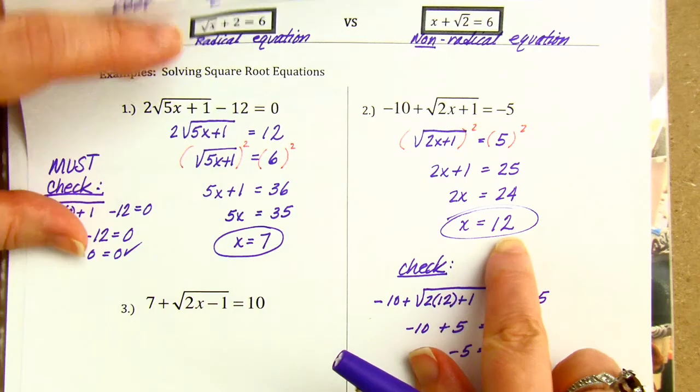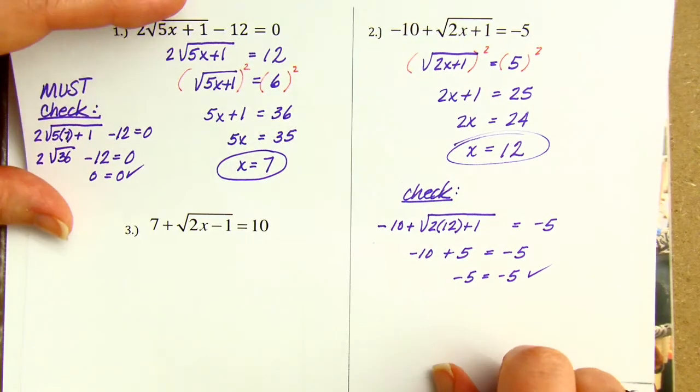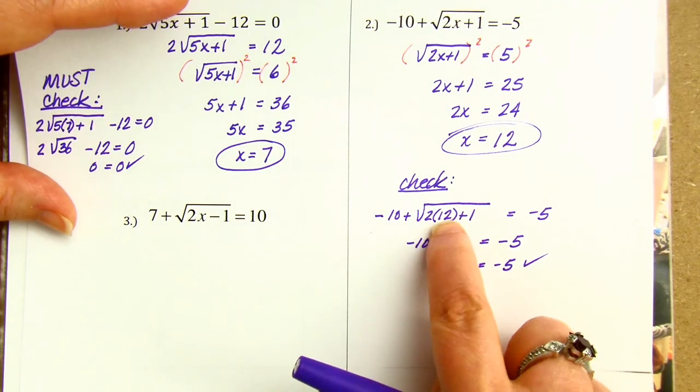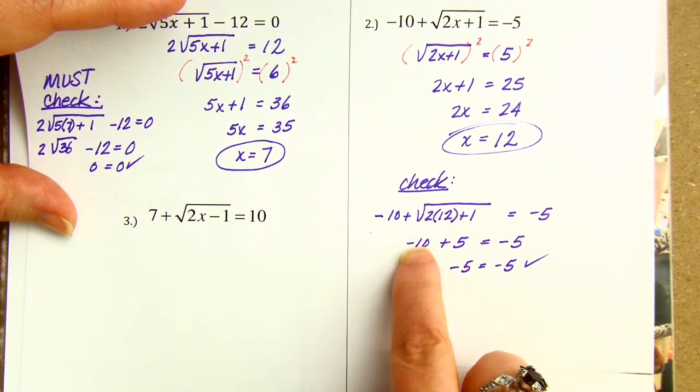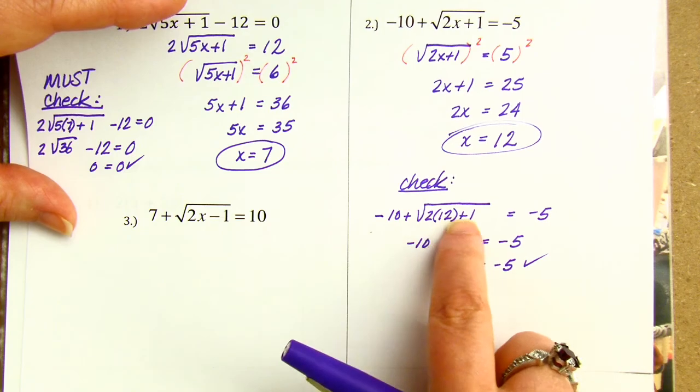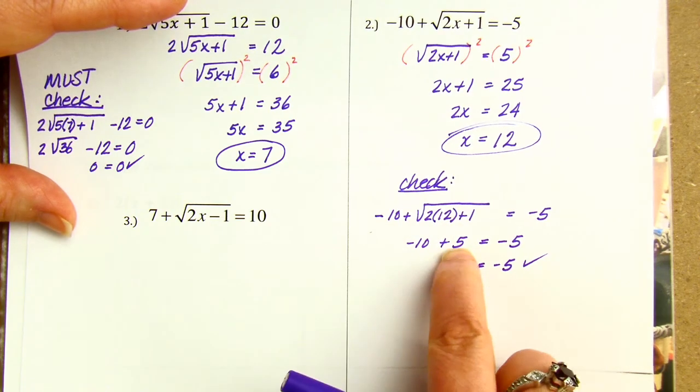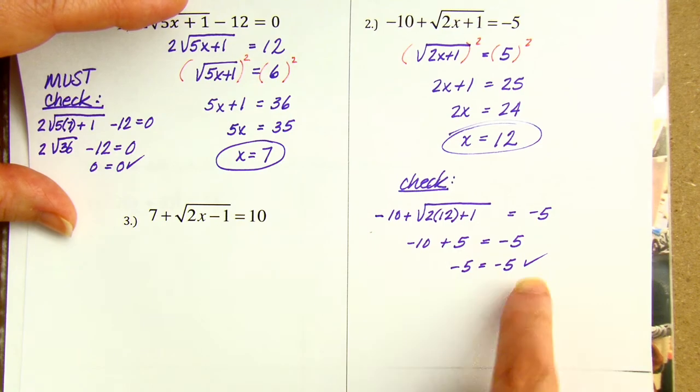And when I set up and show my checking by substituting the 12, the solution, in for x, I get negative 10. 2 times 12 is 24 plus 1 is 25. The square root of 25 is 5. And negative 10 plus 5 is negative 5, so it works.